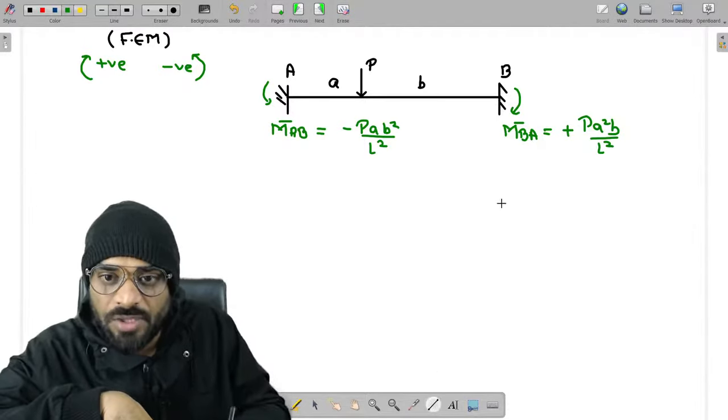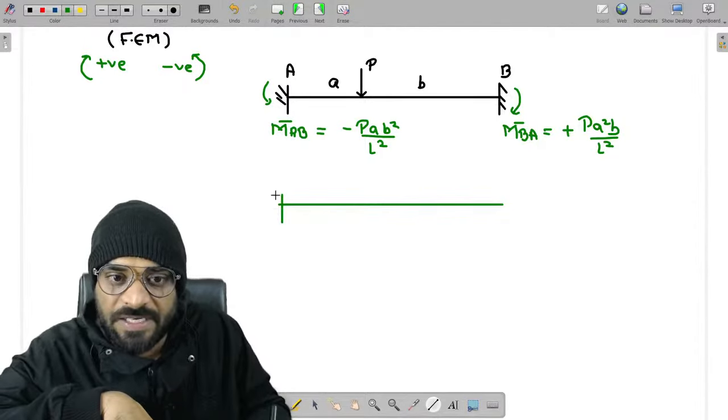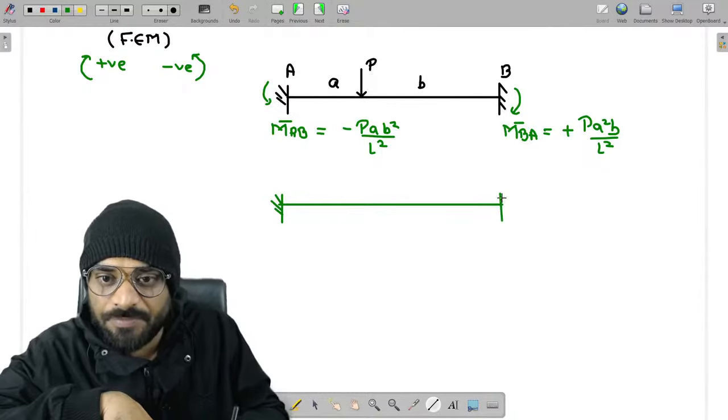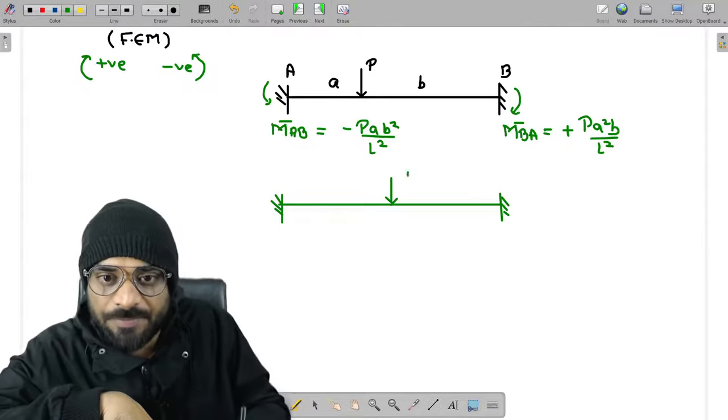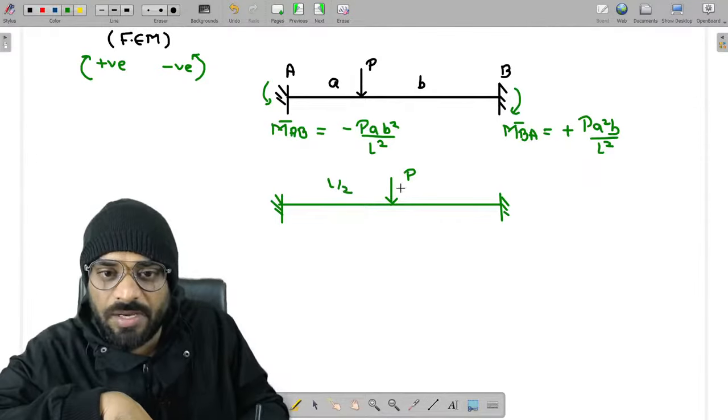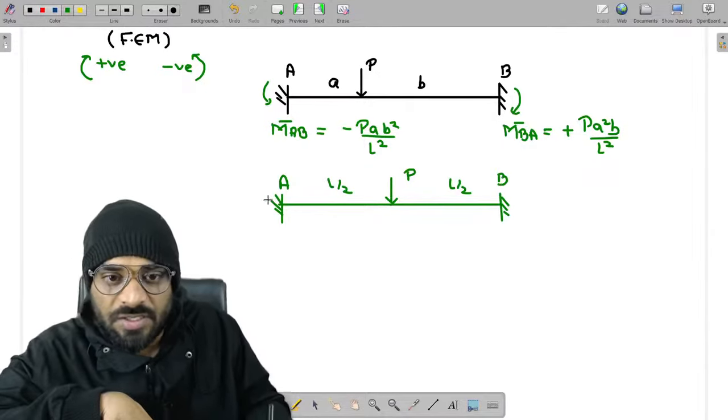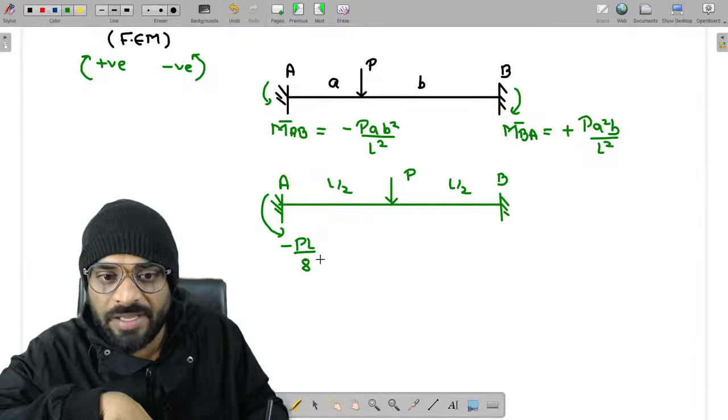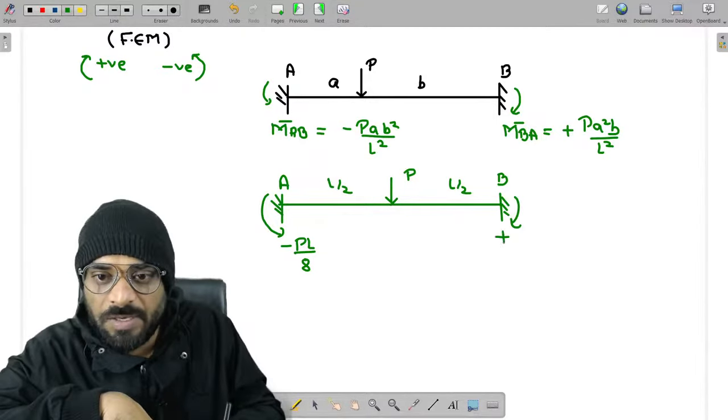Now let us suppose our load is present exactly at the midspan. So this distance is L by 2, and this is also L by 2. Let us suppose this is A, this is B. What is the fixed end moment here? It should be minus PL by 8. What about this one? Plus PL by 8. Please remember these values.